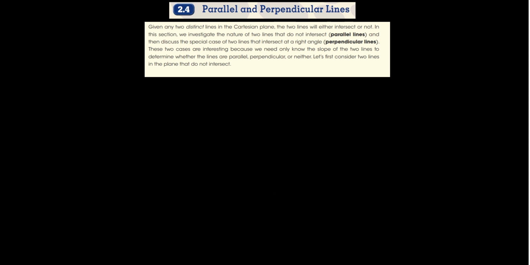These two cases are interesting because we need only know the slope of the two lines to determine whether the lines are parallel, perpendicular, or neither. Okay, so it's really easy because all we have to do is look at the equation. We might have to rearrange the equation, and once we figure out the slope of that line, we can tell immediately if it's parallel, perpendicular, or neither.